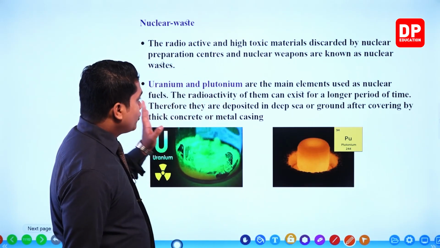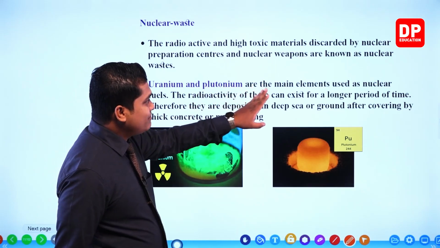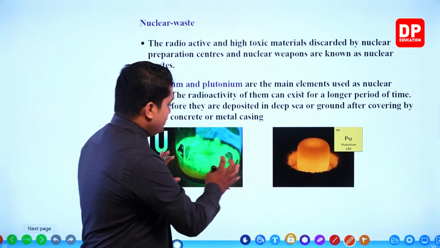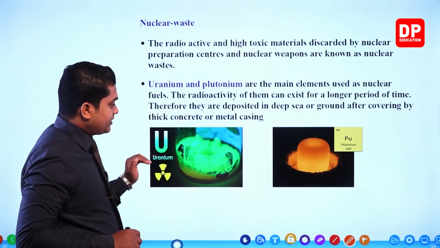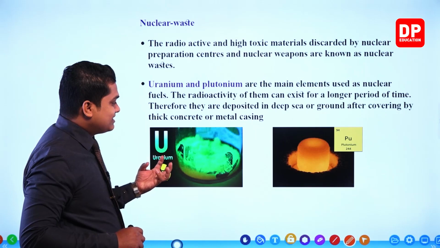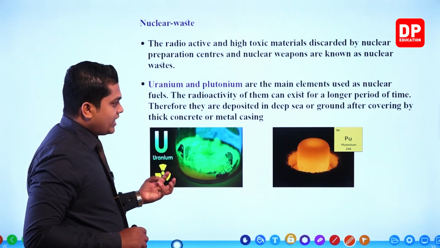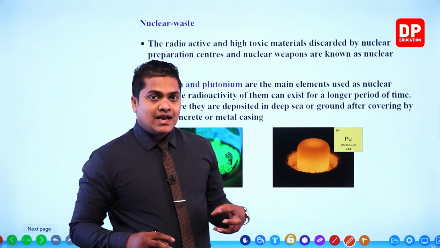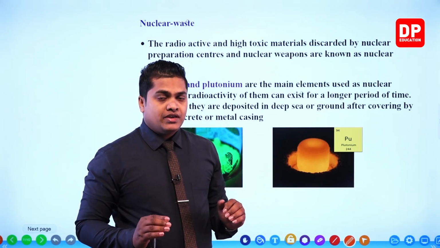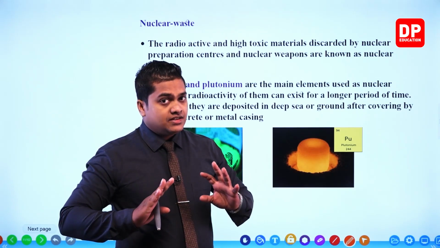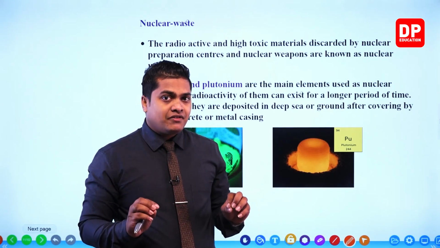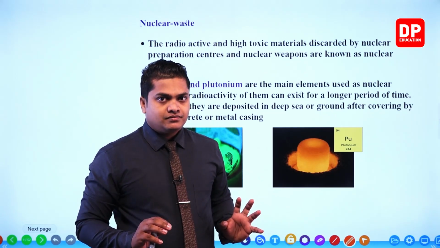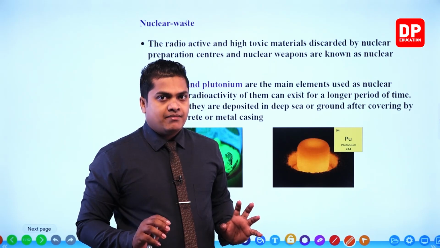Uranium and plutonium are the main elements used as nuclear fuels. These two are the main two fuels. This is uranium, my dear children. As you can see, it has a certain kind of glow. Then this is plutonium. Plutonium is man-made. That means this element cannot be found in our natural environment. This is a man-made, artificial element.